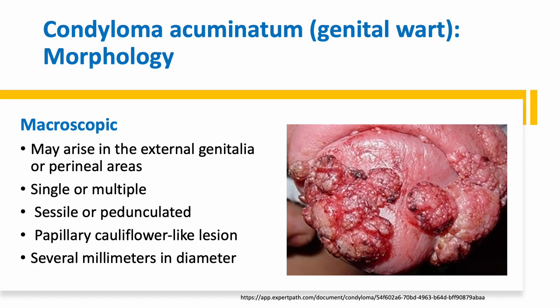The morphologic feature of condyloma acuminatum, genital wart, as we see in this picture, is a warty exophytic lesion. It's multifocal, so it can be single or multiple, sessile or pedunculated. They have this papillary cauliflower-like lesion or exophytic proliferation. It can range from a tiny millimeter to several millimeters in diameter.